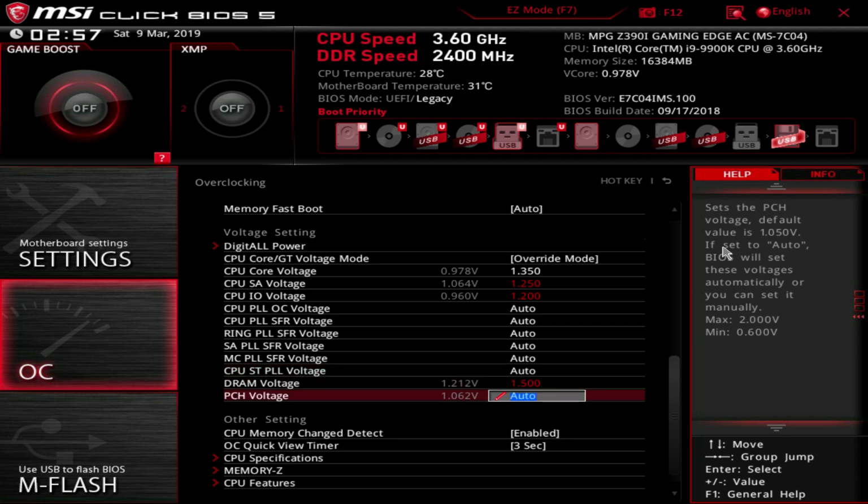PCH voltage, there's never a reason to mess with that one. It doesn't do anything, it's just for the chipset. You don't need to worry about it.